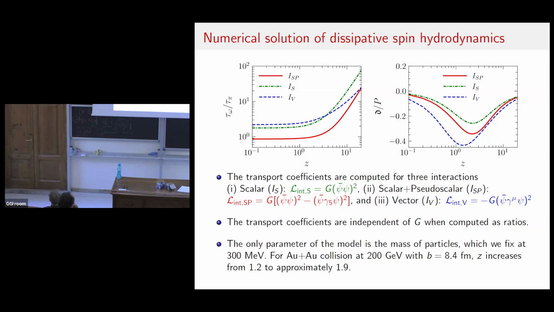We have this coupling constant, and it turns out that the transport coefficients are independent of G if computed in terms of ratios. For example, if I compute tau omega and tau pi, G does not matter. What matters is the nature of interaction.